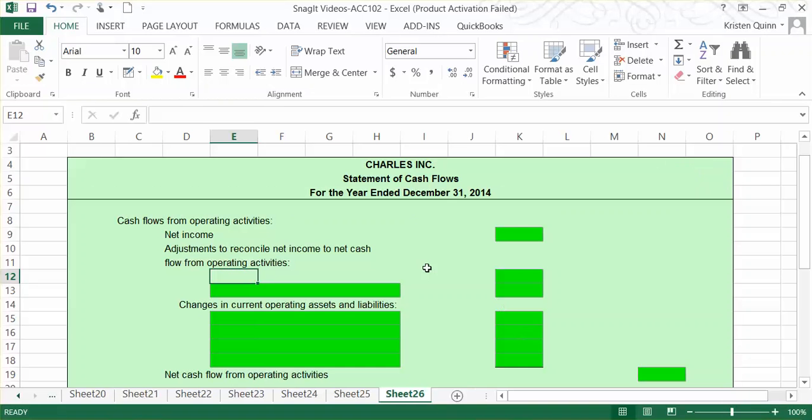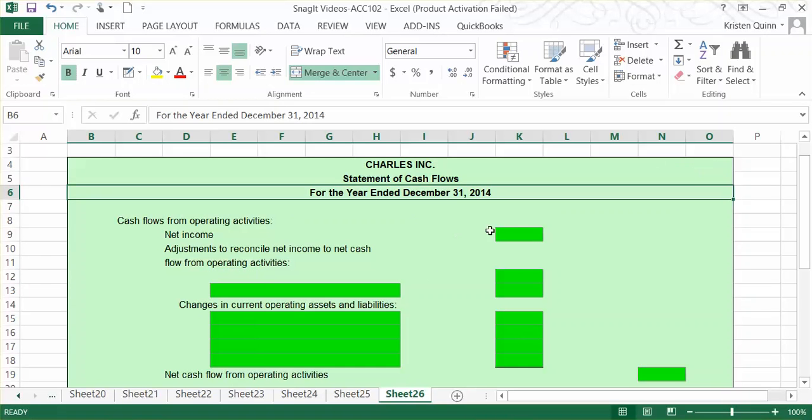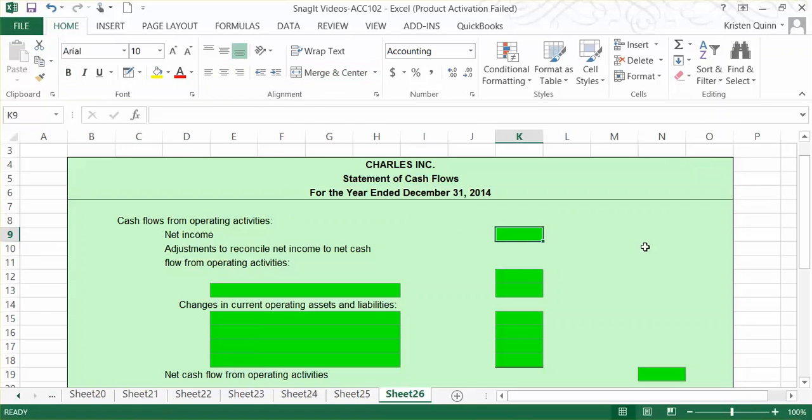In the additional information given to us in the problem, in letter E, it tells us that there was a $190,280 credit to retained earnings for net income. We know the retained earnings account is an equity account. Therefore, if it's being credited, we know that it was an income amount of $190,280.